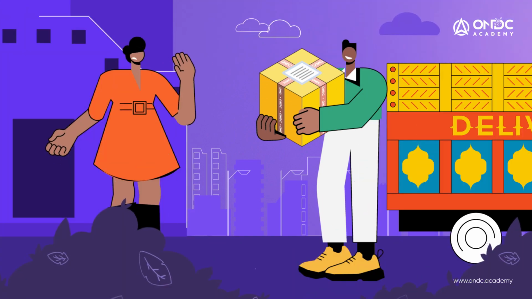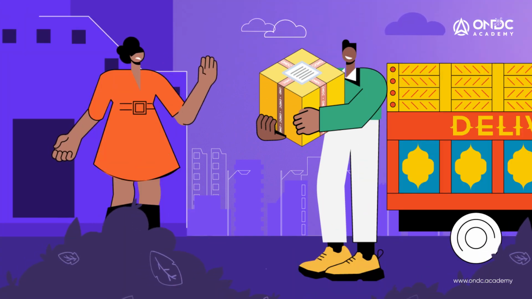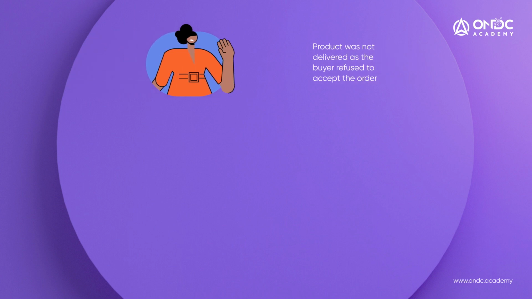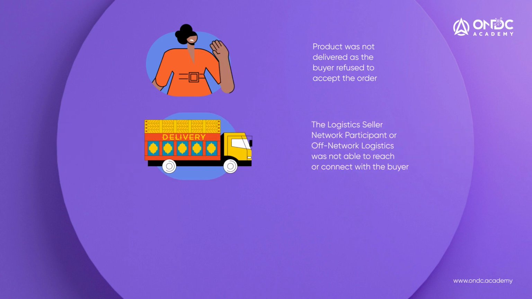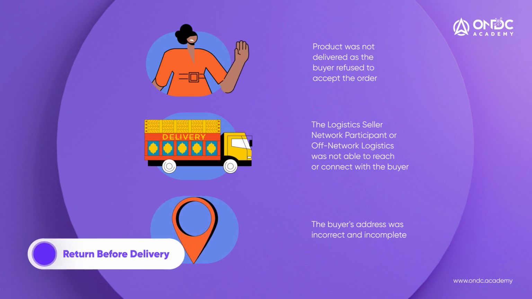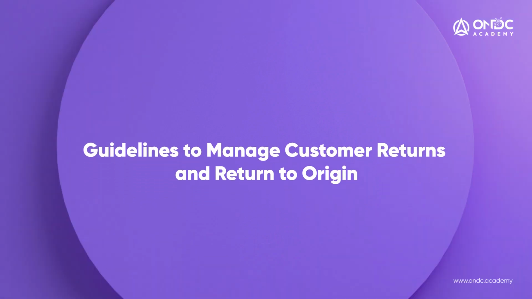And then we have the third outcome, return before delivery. When a product is not delivered to the buyer because a buyer refused to accept the order, or the logistics seller network participant or off-network logistics was not able to reach or connect with the buyer, or the buyer's address was incorrect and incomplete and therefore delivery could not be made. These returns are called return before delivery or RBD. Let's find out what are the guidelines for managing such returns.